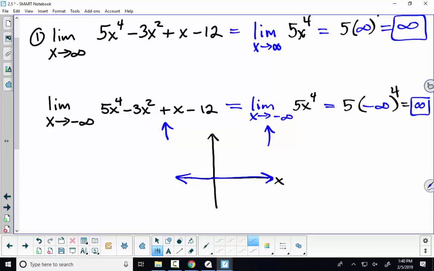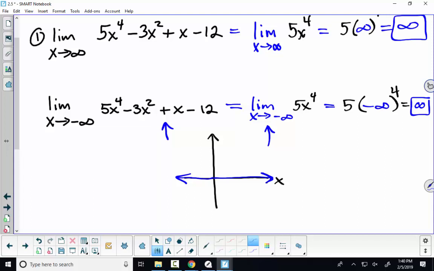And if you look back on your previous page, that totally jives with the leading term test that we wrote down. We said the leading term is 5x to the fourth. It's got an even degree and a positive coefficient. So the end behavior is behaving just like a positive x to the second power, right? Which has these arrows doing this.